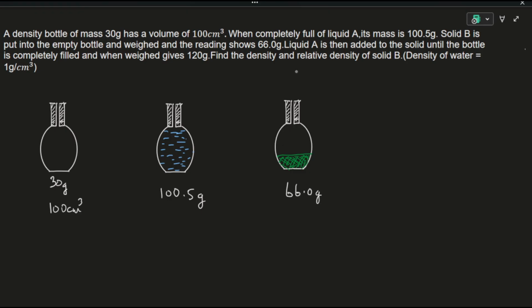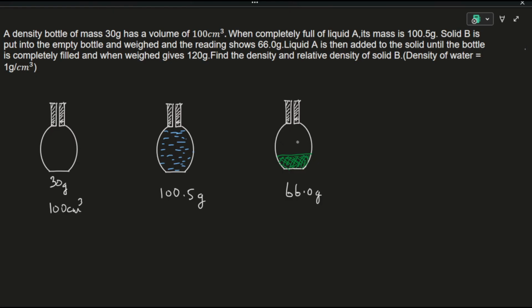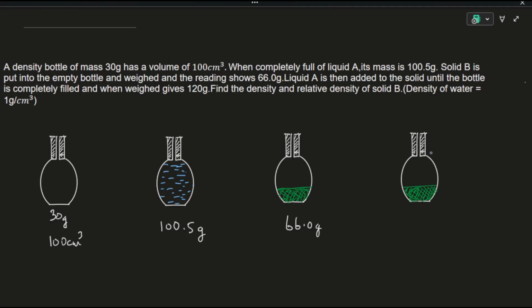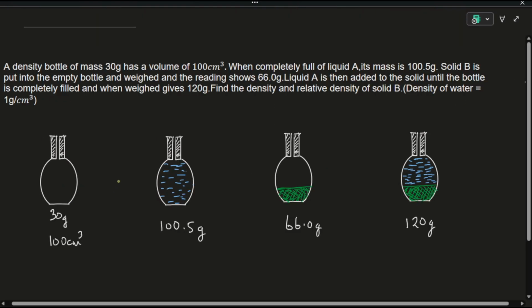Now, lastly, in the question, liquid A is added to the solid until the bottle is completely filled. So we have liquid A added to the solid until the bottle is completely filled. And we are told it weighs 120 grams. So we have 4 scenarios here: scenario A, B, C, and scenario D.